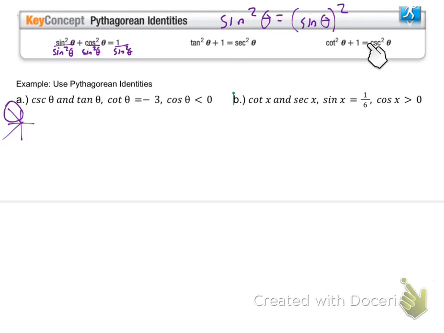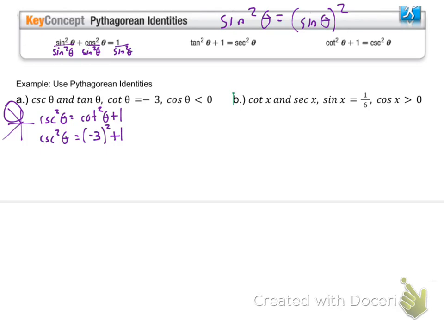Can't I use this one? Because it has cosecant and it has cotangent. I know what cotangent is. It's -3. So cosecant squared theta is equal to cotangent squared theta plus 1. Cosecant squared theta is equal to, what's cotangent? Isn't it -3?